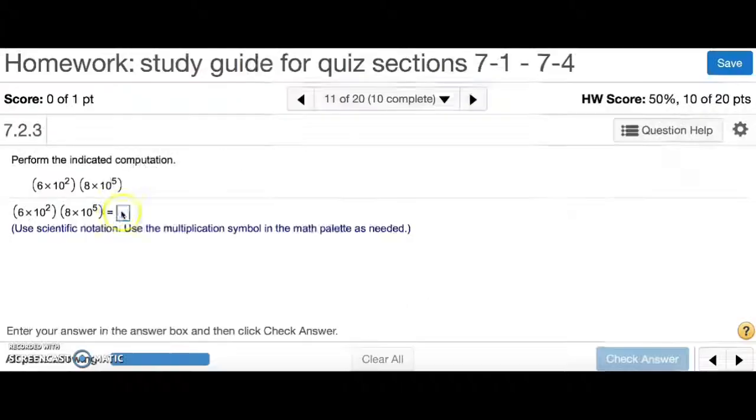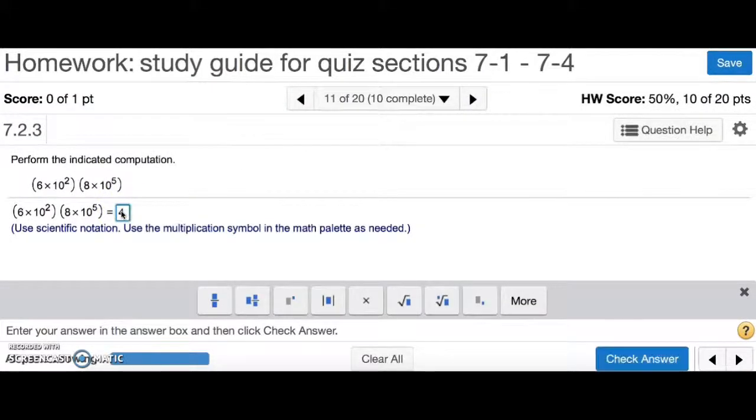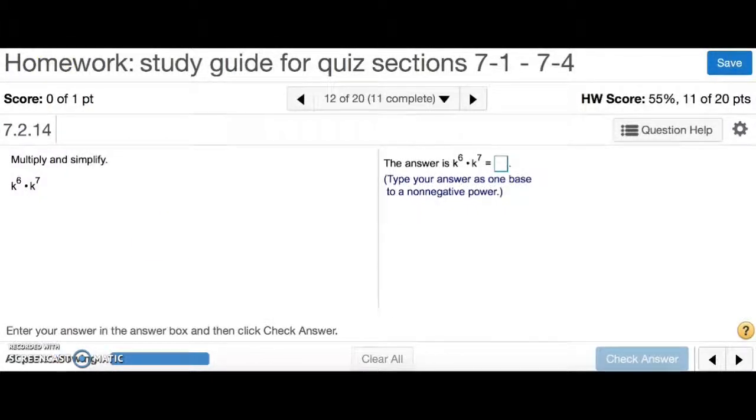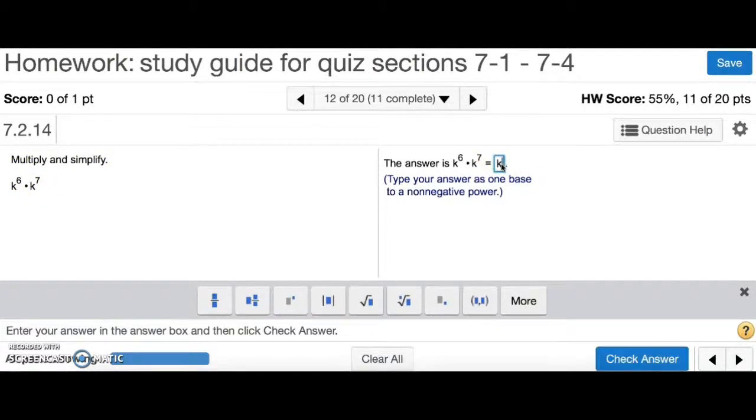So let's type it in. So I have 4.8 times 10 to the 8. And that's number 11. So number 12, it says to multiply and simplify. When you multiply variables with the same base, all you do is add the exponents. So 6 plus 7 is 13. So my answer is going to be k to the 13th power.